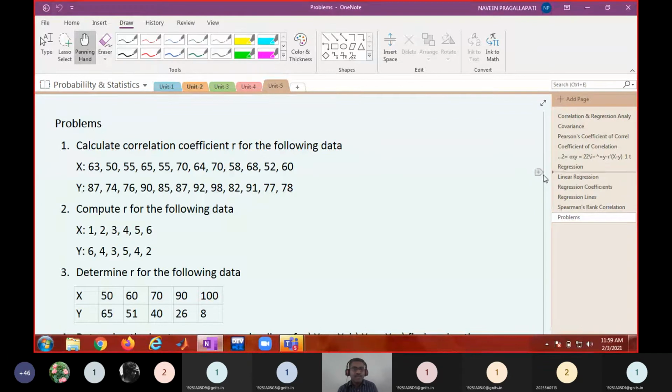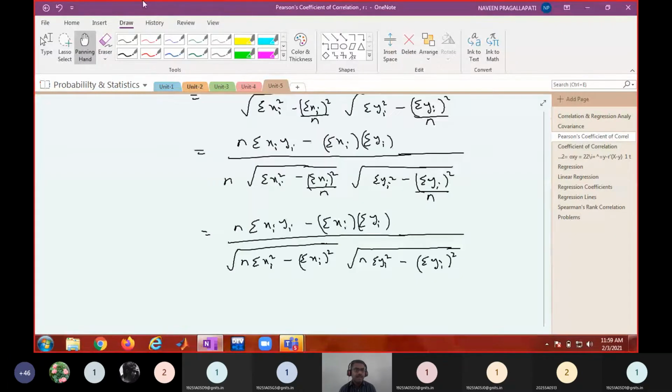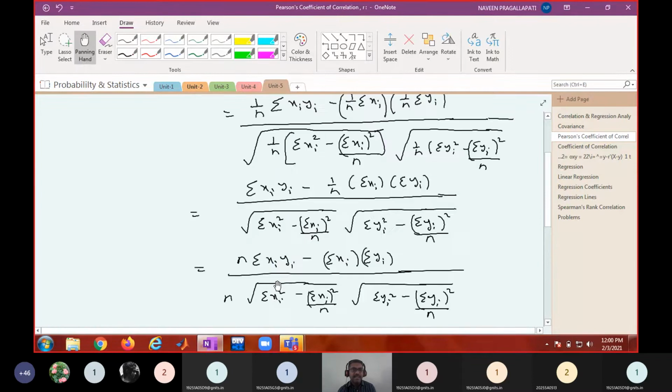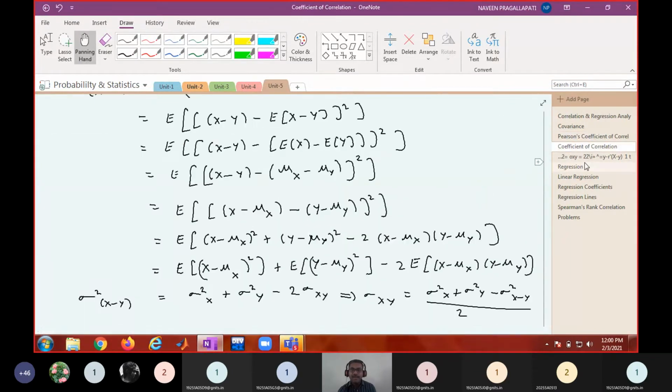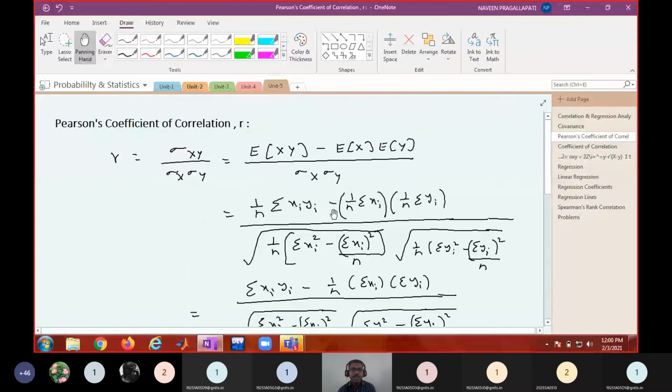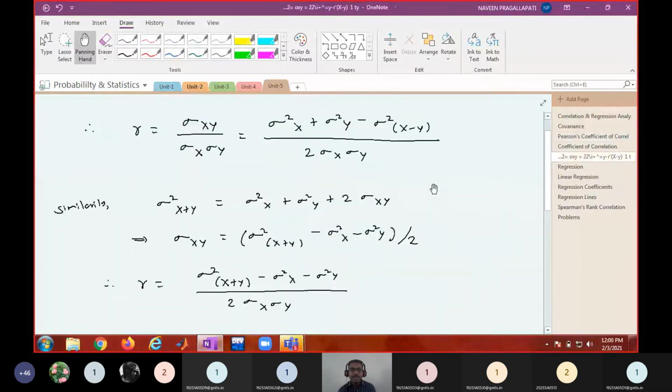Which formula shall we use to find out the correlation coefficient? Which one is easy to apply? This formula is easy to apply, no? So this is r. Let us use this formula, which involves only computation of sigma x, sigma y, sigma x square, sigma y square, and taking the sums and substituting in the formula. So write down this formula.